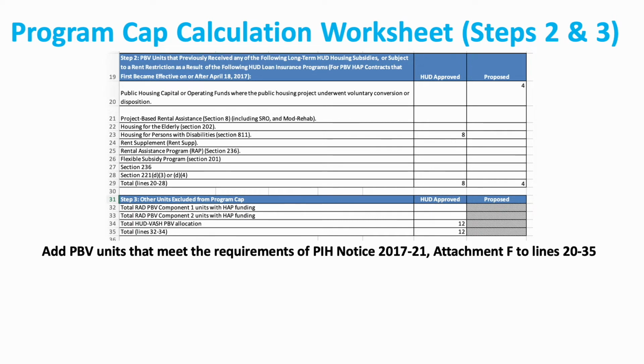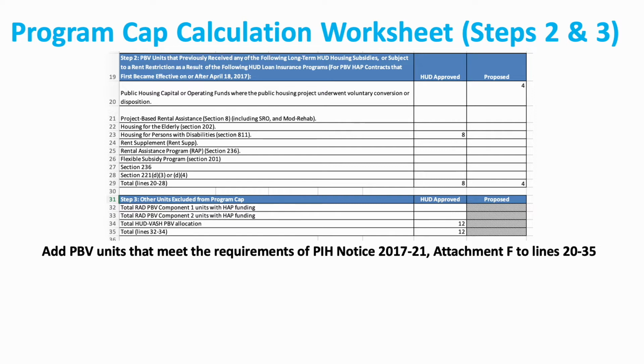Next, you will need to document all the units that qualify as excluded. This includes units that previously received these other types of funding listed, such as Public Housing, Section 8, PBRA, 202, 811, and more. You will need to document this for both proposed and HUD-approved units.